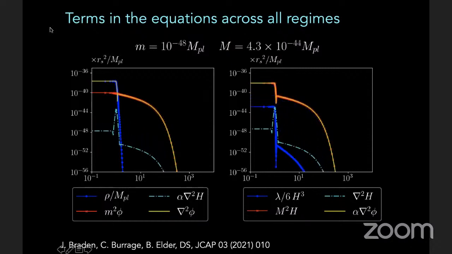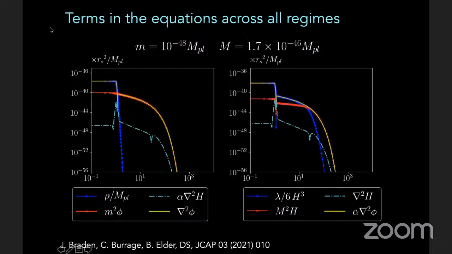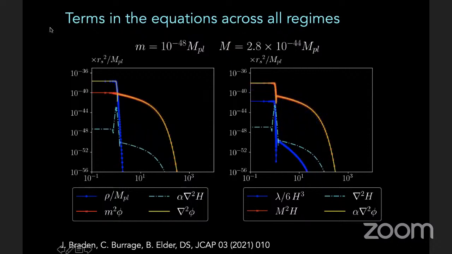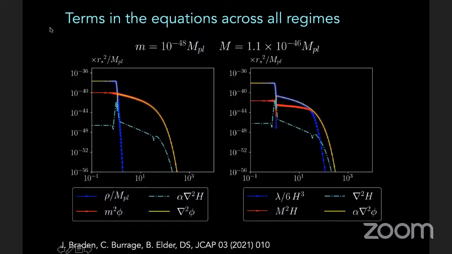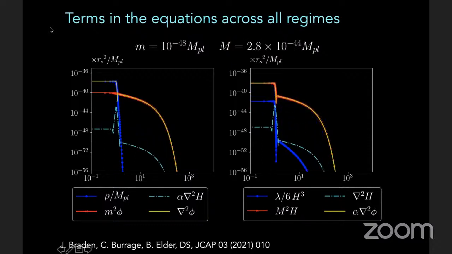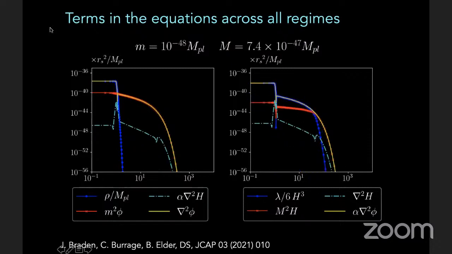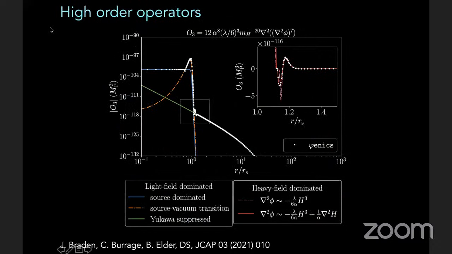So this is what to expect for the terms in the two equations of motion, the one for the light scalar field, the one for the heavy field. And as you can see, you can have different regimes in which different terms come to dominate. So you can reconstruct them in a way that makes sense, if analytically you couldn't. And finally, this is the bit that I'm most proud of.